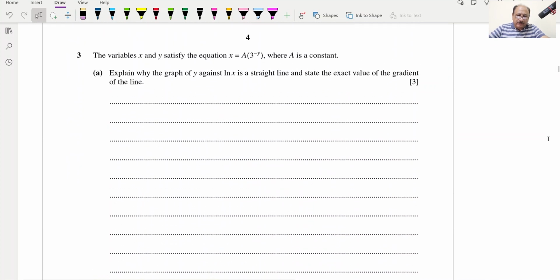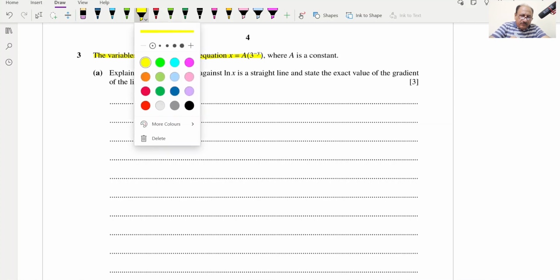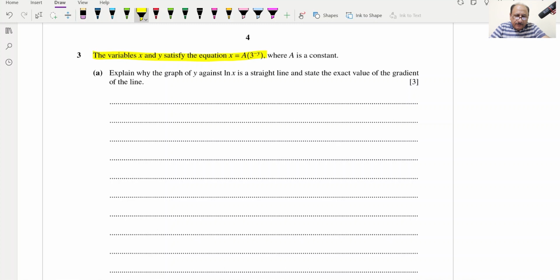Now question number 3. Question 3 says the variables x and y satisfy the equation, where a is a constant, and the equation provided is this one, which we'll be utilizing. Part A: explain why the graph of y against log x, so instead of y against x, now it is y against log x, is a straight line, and state the exact value of the gradient of the line. This is a 3 marks question.